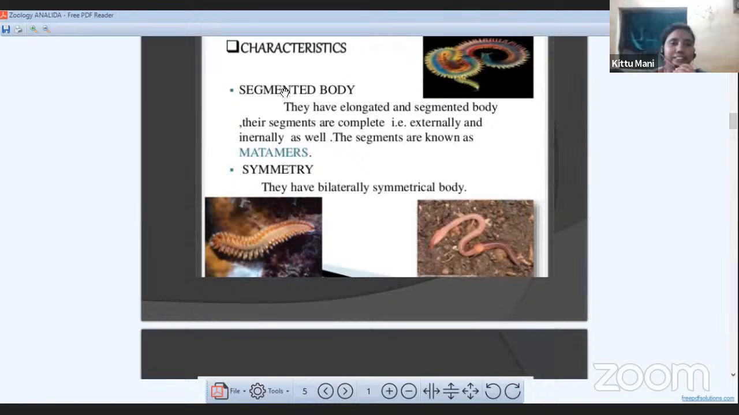We already discussed that the segmented body is present in the phylum Annelida, which means the body is divided into segments. I will show here, for example, this is one organism of Annelida. It is separated by segments like this: first segment, second segment, third segment, fourth segment, fifth segment, like that. We observe a segmented body.